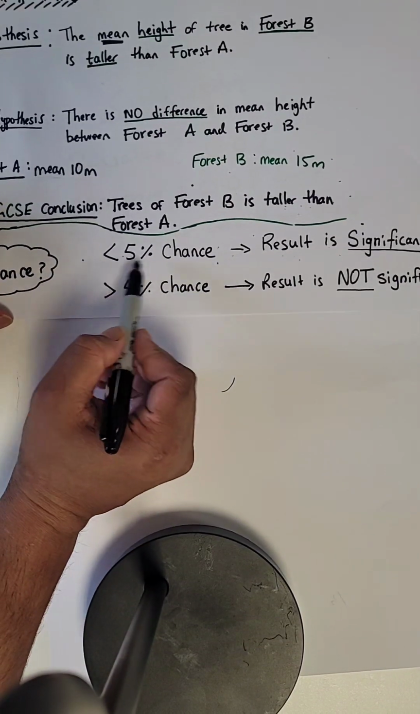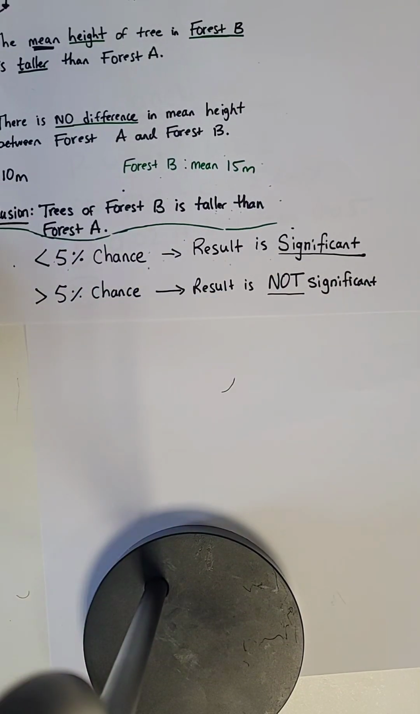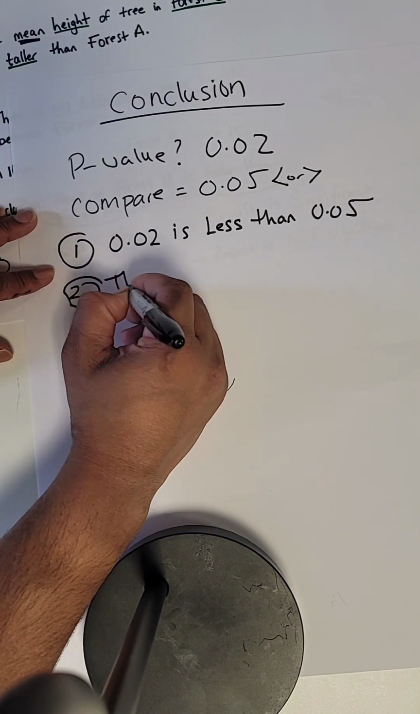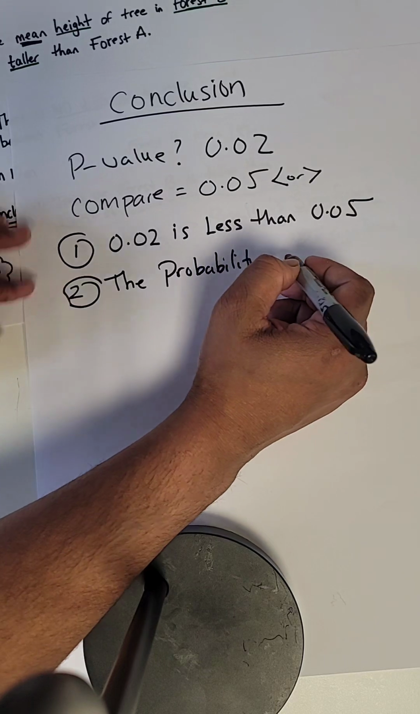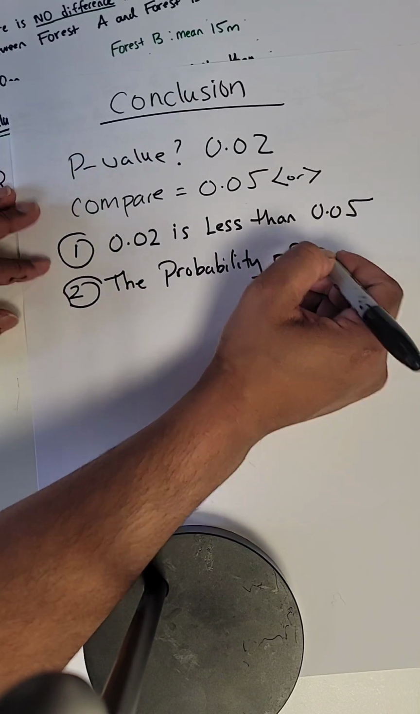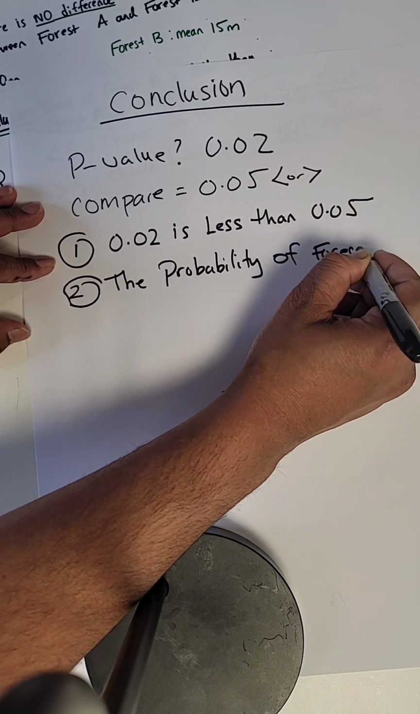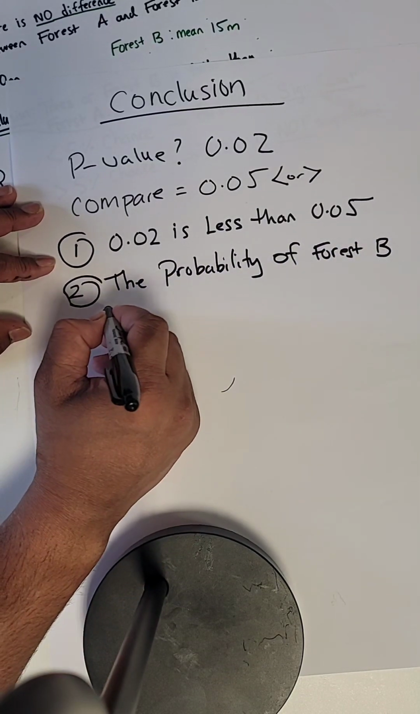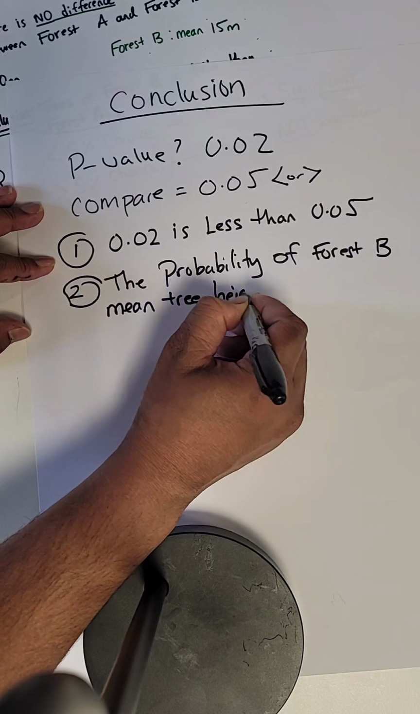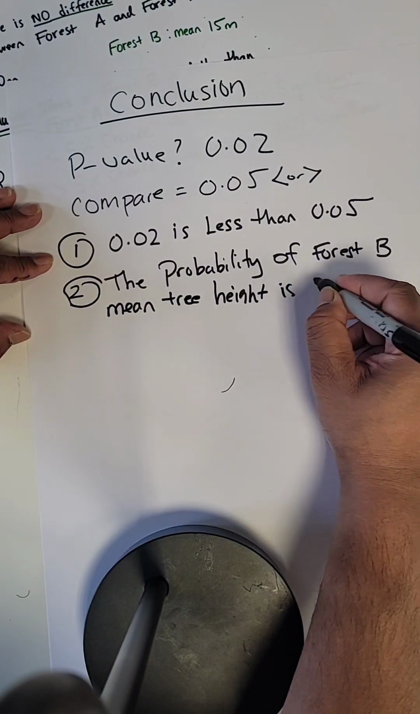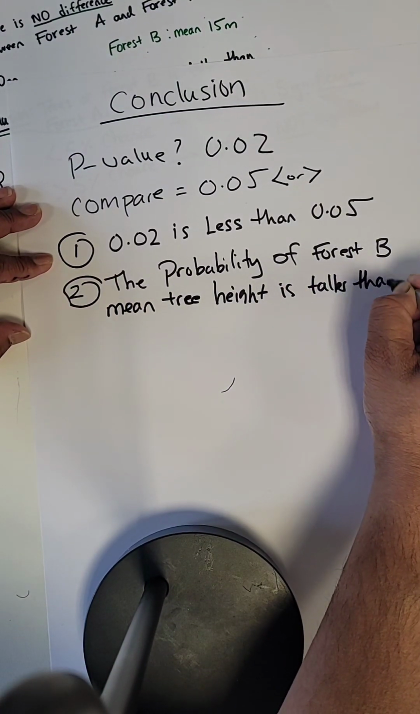So remember, if it's less than 5% chance, the result is significant. So I'm going to write down, which means the probability, and I'm going to explain the full scenario. So the probability of the mean height of Forest B being taller than Forest A is less than 5% of happening due to chance.